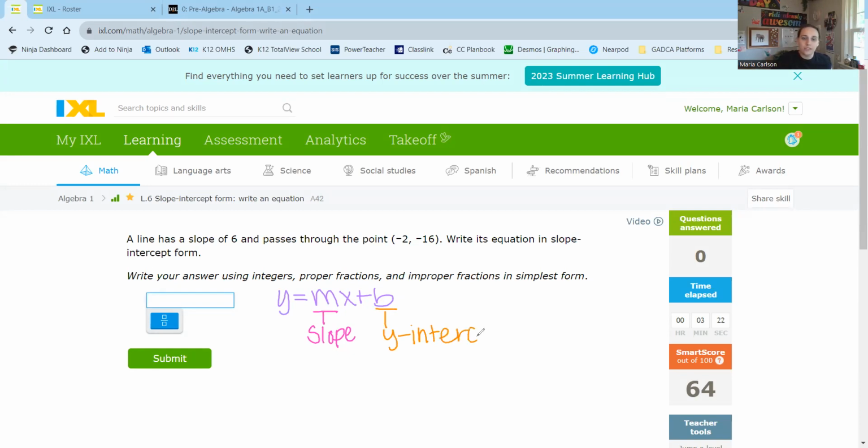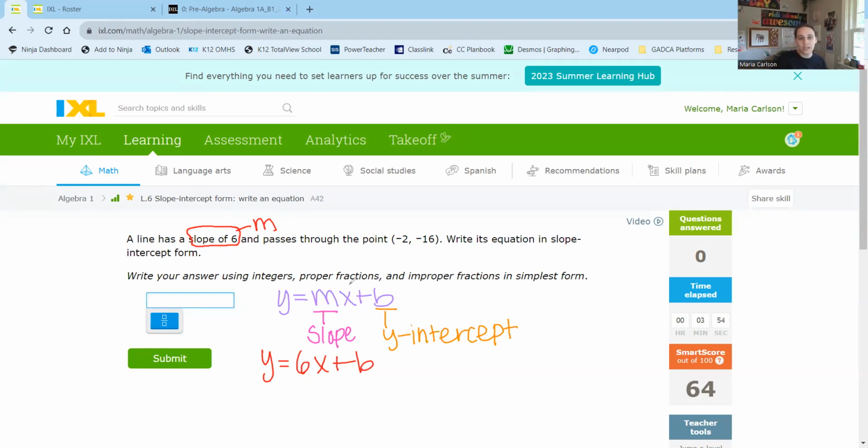So I notice in this equation that I am given my slope and a point on my line. So what I'm going to do is first substitute in my slope, which is 6, for which letter do you think, m or b? M. So we have y equals 6x plus b.